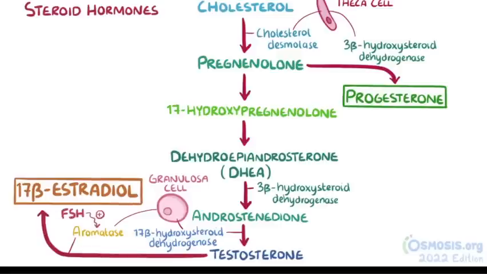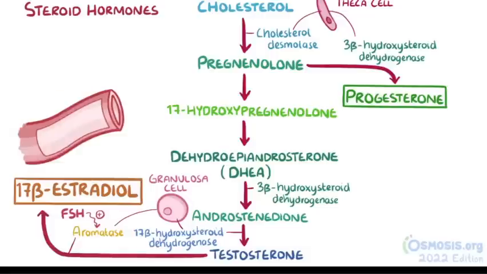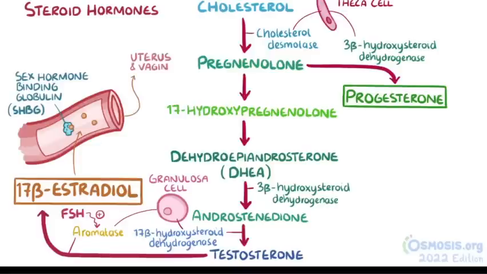So, during the follicular phase, a whole lot of 17-beta estradiol is then released into the blood, where it's bound to a plasma protein called sex hormone binding globulin, or SHBG. That carries it to the nearby target tissues, such as the uterus and the vagina, and to other cells and tissues in the body, which respond to estrogen stimulation, such as the bones and the blood vessels.